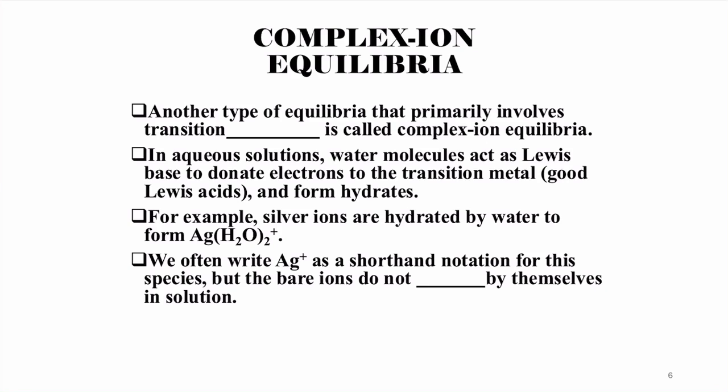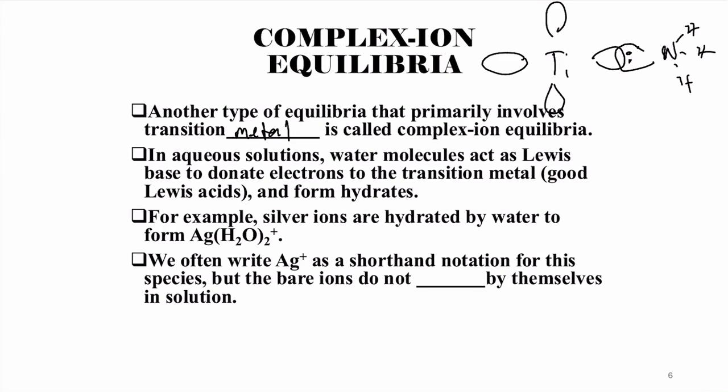All right, so complex ion equilibria. This is basically any equilibria that involves a transition metal, right? And it's called complex ion equilibria because these transition metals, like let's say we have titanium or something like that, they have these funky looking d orbitals, right? And these d orbitals, if you guys remember, is where you get your octahedral shapes, some more complex shapes from Chem 101.